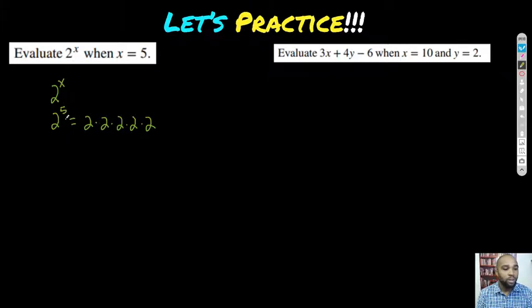So 2 to the power of 5. That's 2 times 2 is 4. 4 times 2 will give me 8. And then I have another 2. 8 times 2 will give me 16. And this last 2 is going to give me 32. So 2 times 2 times 2 times 2 times 2 will be 32. 2 to the 5th is 32.